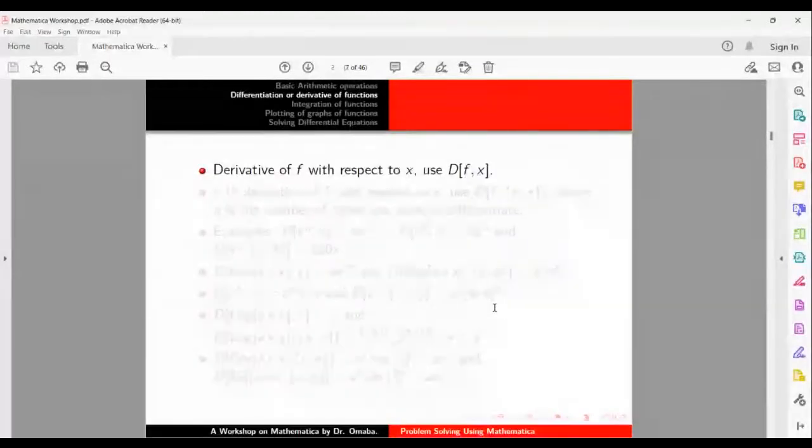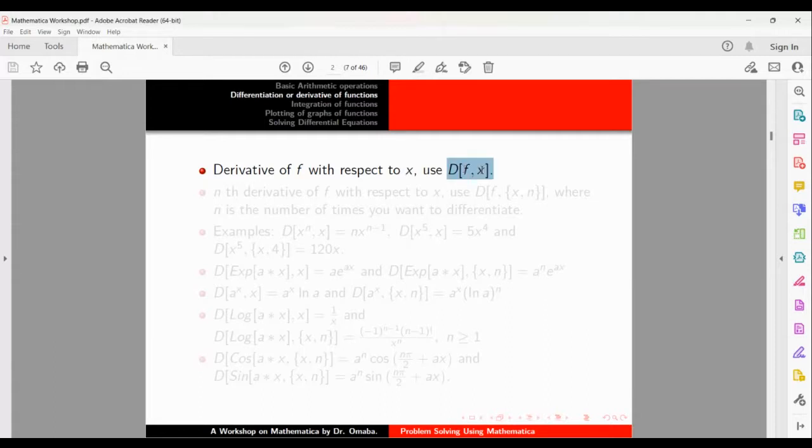so next, what if we want to differentiate? If you want to differentiate functions, the command is the following. You write D. D stands for derivative. You write the function you want to differentiate, and then the variable that you are differentiating with respect to, just the same way we write df/dx or dy/dx. So f is the function you are differentiating, and x is the variable. That's the command we use for derivative.